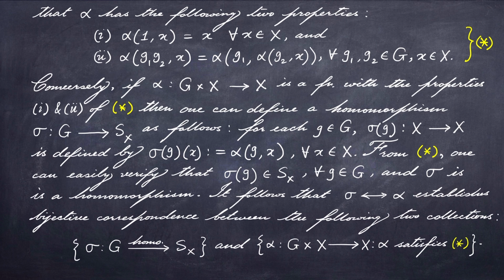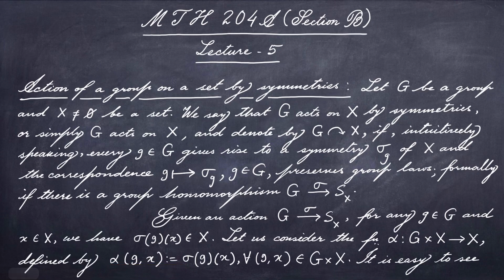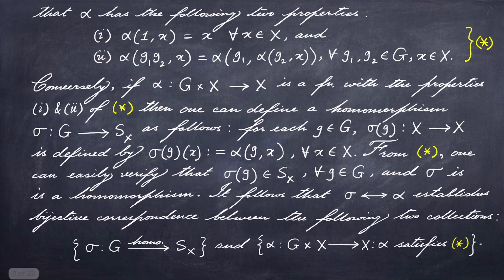So again, let me repeat that we have a mechanism to construct alpha from a given sigma, and we also have another mechanism to construct a sigma from a given alpha. Now I leave this to you to check that these two mechanisms are indeed inverse to each other. That is, when we are given a sigma, from that we construct the corresponding alpha in this manner, and then from that alpha, when we construct the homomorphism, we will get sigma back.